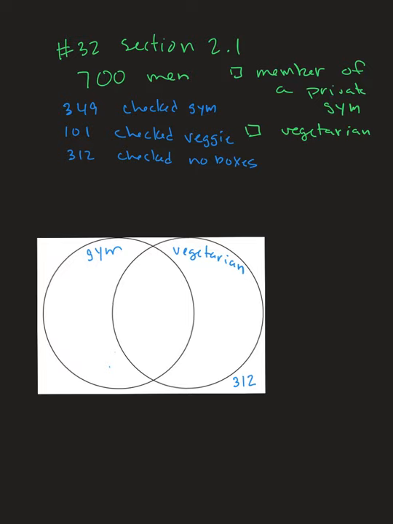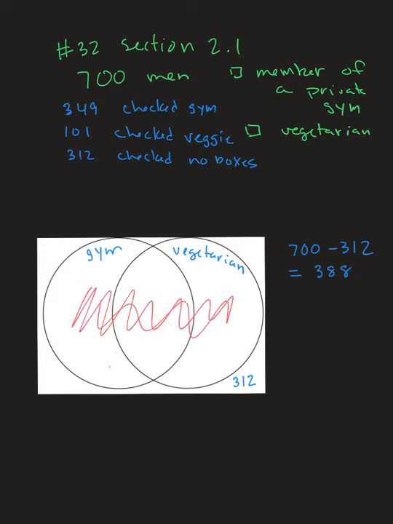But how many people are left? So if I do 700 minus the 312 that said neither, right? They didn't have either a gym membership or vegetarian. I'm going to do that in the calculator. So 700 minus 312, I get 388 people left. So what that means is that these three parts of the circles, there are going to be three numbers here, a number here, a number here, and a number here. They all have to add to 388.